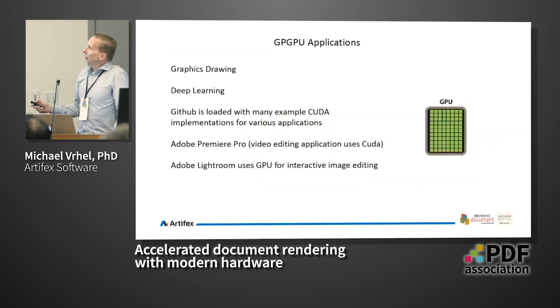So what kinds of things can you do with these? Well, obviously graphics drawing. It's used heavily today in deep learning applications. That's really driven NVIDIA sales off the charts. If you go to GitHub, you can find lots of examples of CUDA implementations for various applications. As far as what I know is out there, I had read that Adobe Premiere Pro is using CUDA for video editing. Lightroom uses it for interactive image editing.